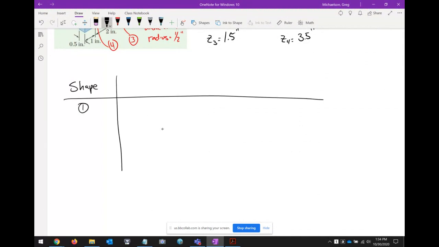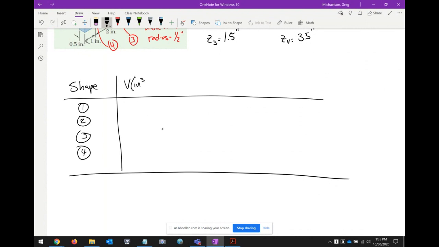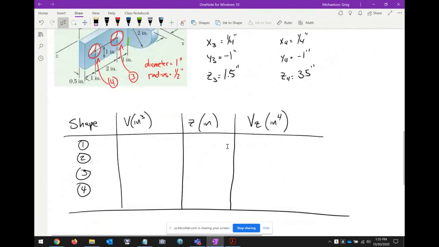All right, so we had 4 shapes. And so this is set up just like anything else that we would do. We would write the volumes. We would write the individual Z's. And then we'd write the VZs, like we would multiply each row. All right, so I'm going to cheat a little bit. Okay, so let's see what I can write out. Okay, so this is 1.5, this is 3.5. So if you can see what I'm doing now, I'm just going through and filling in the table with all the data that we know.